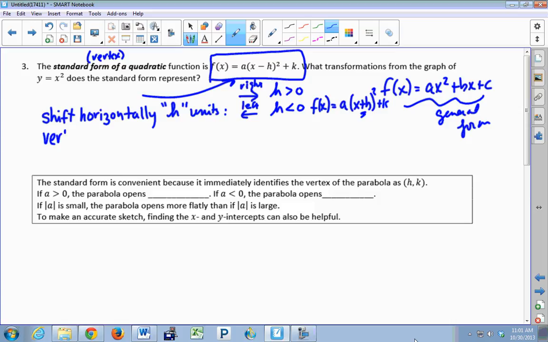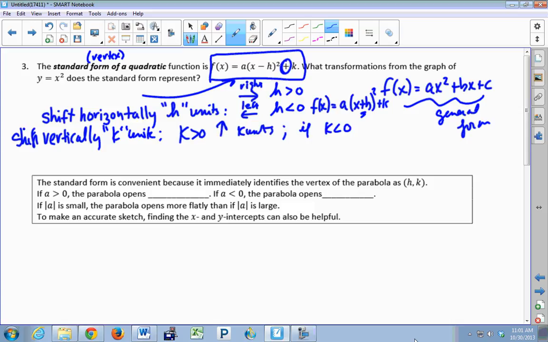Yeah, there's a vertical shift vertically, k units. And if you look at the formula, it goes directly as it looks. If there's a positive value, because it's an addition here now, so if k is positive, you're going up k units. If k is negative, you're going down k units. Okay. And then we have to deal with that critic called a.